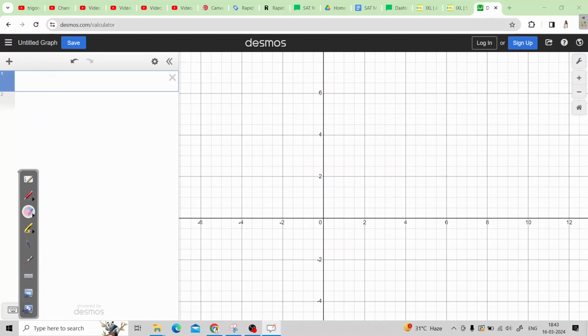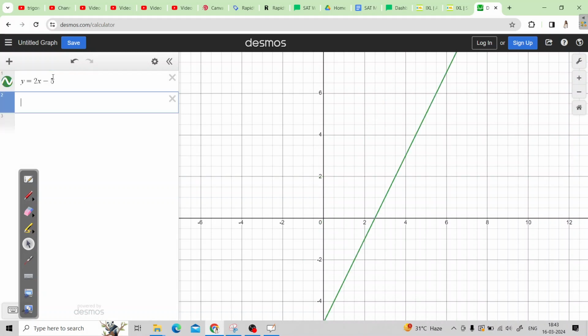Now I'm going to write two equations which will have infinitely many solutions. So for example, let's take the same equation, y equals 2x minus 5, and now just multiply this equation by any number. Let's multiply this equation by 3. So you get 3y equals 3 times 2x, which is 6x, minus 3 times 5, which is 15. The moment I press 15, you will see one more line, but it will be exactly on top of this green line.